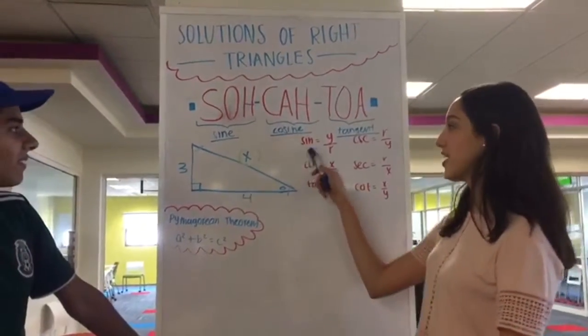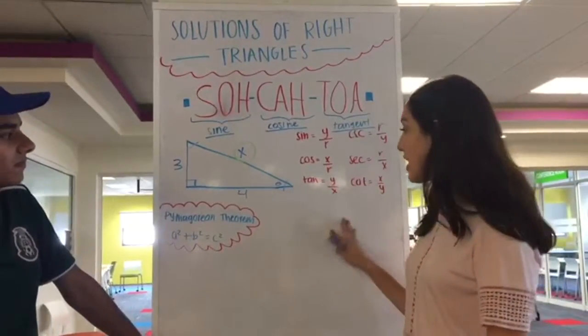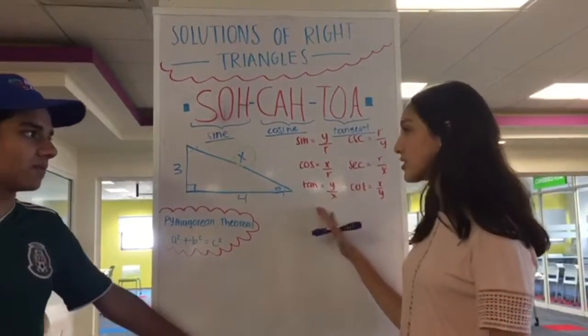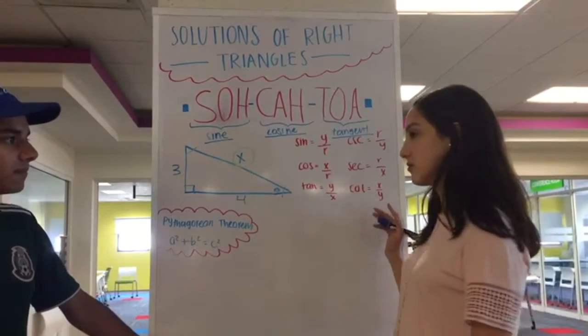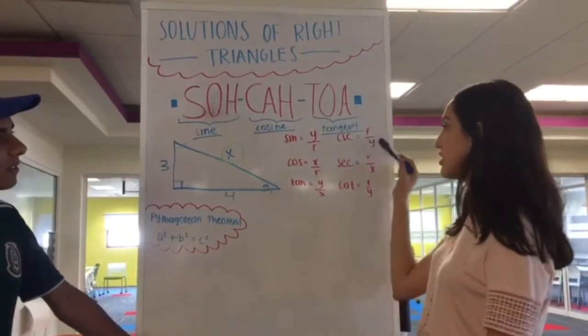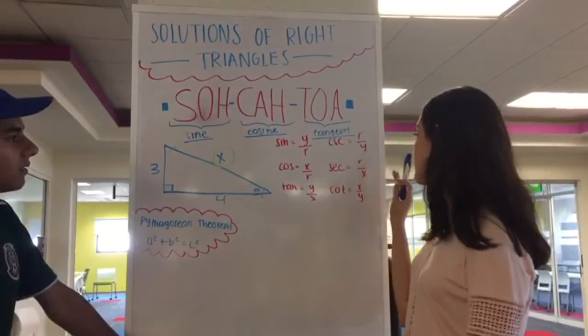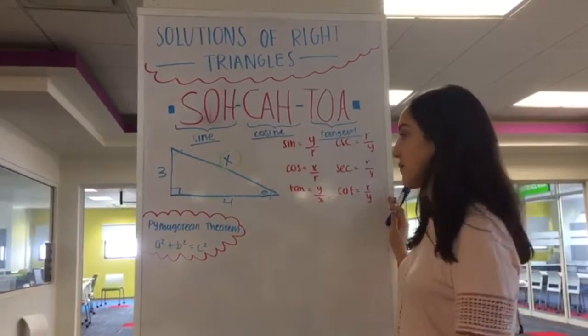The first one is sine, it is y over r, cosine is x over r, and tangent is y over x. But all of these ratios have coterminal ratios, so you have to learn them also, which are cosecant, which is r over y, secant, which is r over x, and cotangent, which is x over y.